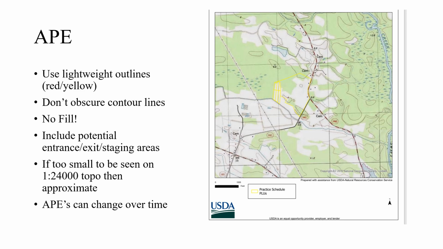And we're quite aware that some APEs are too small to realistically be represented on a 1 to 24,000 topo. If that's an issue, then just approximate. Use a track number, use your best guess. Again, we know it can change over time. We use these as a starting point. We certainly don't use them as an exact science that this is exactly where everything is going to happen. This gives us an idea in broad strokes until we can actually make a site visit.